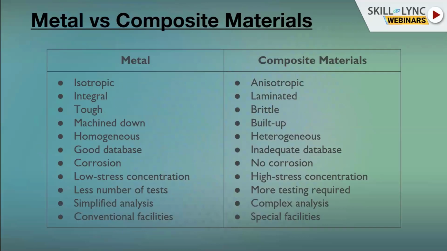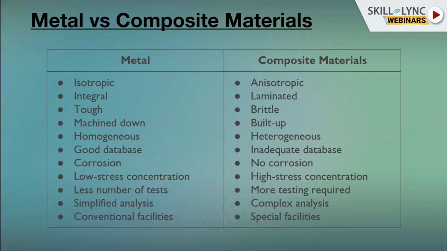Now, just as we speak about advantages and disadvantages, one important thing is to compare them with the metals, because metal parts have been in use for many, many years, and they have their own advantages compared to composites. So let's do a quick comparison of metals versus the composite material to see how composite is different from metal and what are the advantages or disadvantages compared to the metal parts.